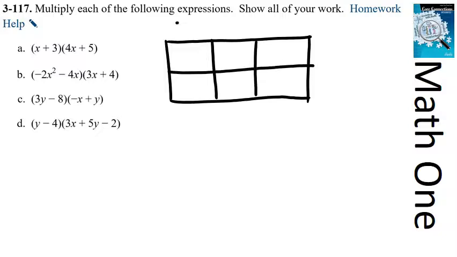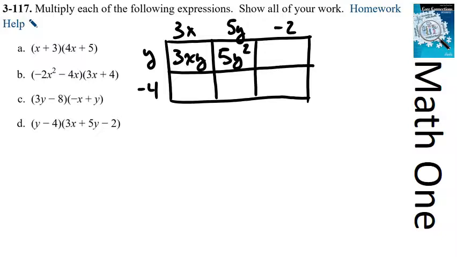For my columns, I'm going to place a 3x, a 5y, and a negative 2. And for my rows, I'll place y and negative 4. So going across the top, I have a 3x times y, which I would write as 3xy. And then I have a 5y times y, which is 5y squared. And then finally, I would have negative 2y.